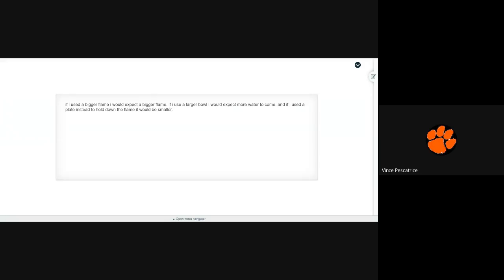All right, this is Giovanna's, I like it. If you used a bigger flame, I would expect a bigger flame would use more water, I think is what they meant there. If the bowl, would expect more water to come, good. If I used a plate instead to hold down the flame, it would be smaller, okay? So good, I like this. So if you used a plate instead of a bowl, it would be different. These are good things that you can change.